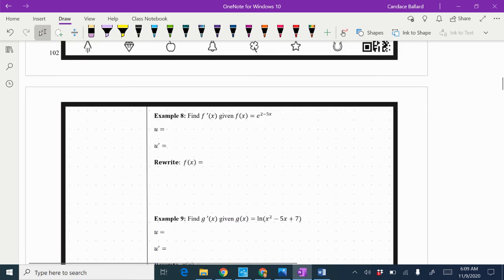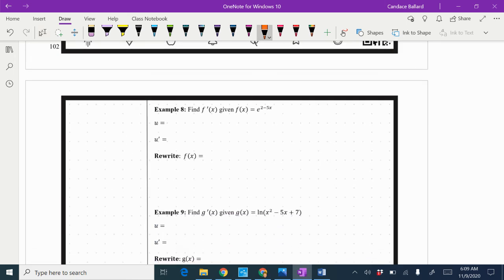And then for example 8, there technically aren't parentheses, but anything in an exponent of an e has got to be the u. So we've got 2 minus 5x, which means the derivative of u is going to be negative 5. So the derivative of my inside is negative 5. I'm going to rewrite it, so it's going to be e to the u.